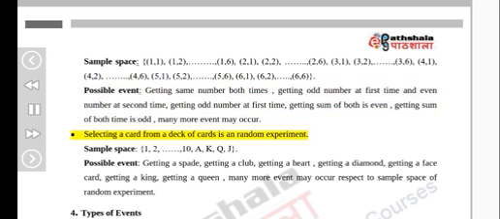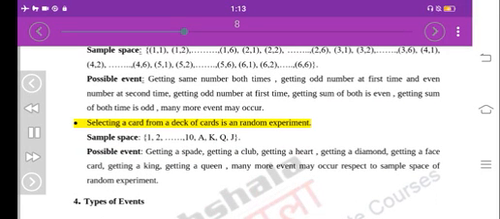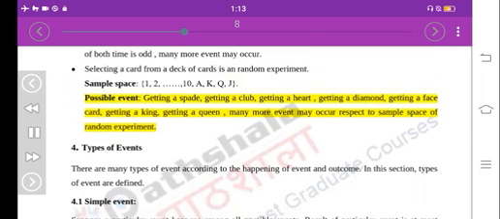many more events may occur. Selecting a card from a deck of cards is a random experiment. Sample space: 1, 2, 10, A, K, Q, J. Possible events: getting a spade, getting a club, getting a heart, getting a diamond, getting a face card, getting a king, getting a queen. Many more events may occur with respect to the sample space of the random experiment.